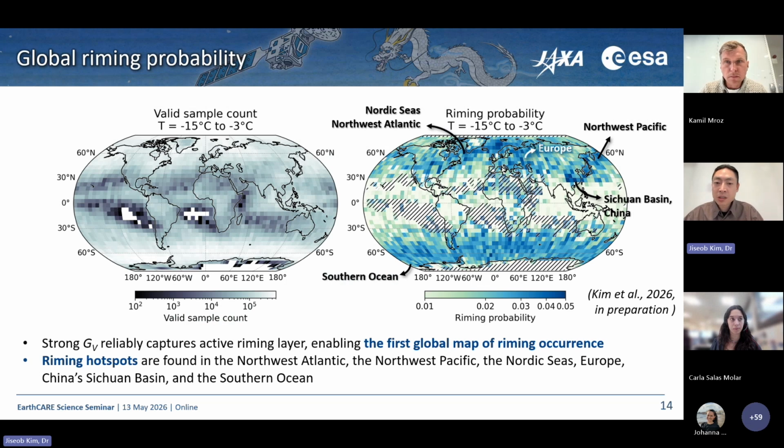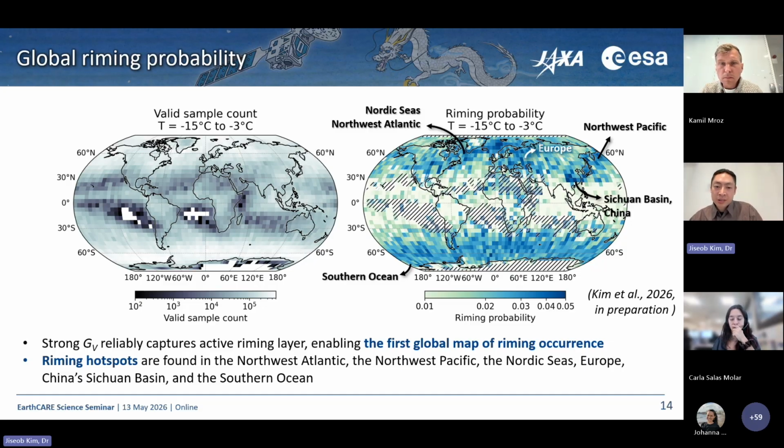So this is the last slide. This slide shows the global riming probability map from 1 year of data. As I mentioned earlier, the convective clouds were excluded from this analysis. So in the tropics, riming is not very frequently detected. The main riming hotspots appear over the Northwest Atlantic and the Nordic Sea, Europe, the Northwest Pacific, the Sichuan Basin in China, and also the Southern Ocean. And these regions are generally consistent with the regions where CALIPSO previously observed supercooled liquid water.